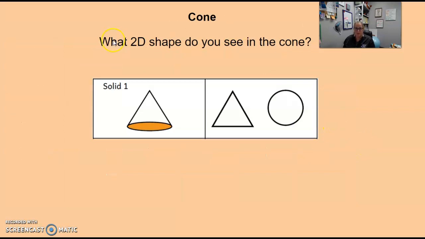So before we go, what 2D shape do you see in a cone? This one's a little tricky, but what shape is down at the bottom? What shape do we see? Do we see a triangle or do we see a circle? What shape do we see? That's right, we see a circle. So it kind of looks like this is a triangle, but it's really not, because remember, that's that curved surface. So the only 2D shape we see in a cone is a circle.